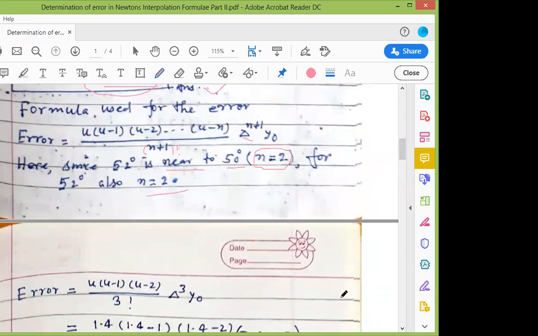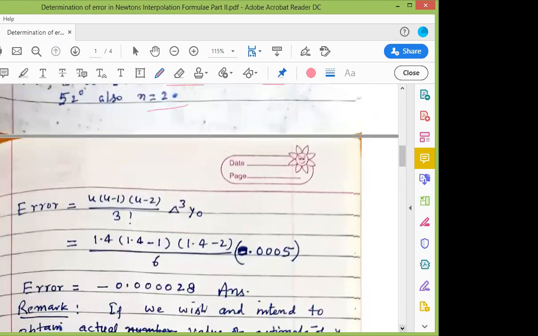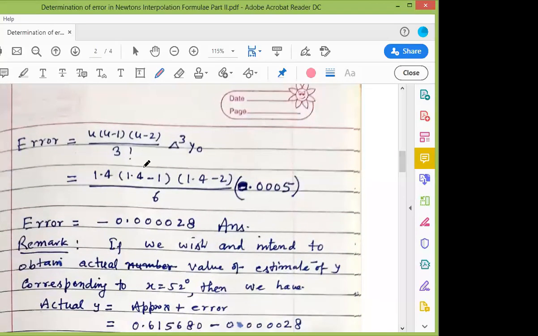If N is equal to 2, apply the formula. Apply the formula u minus 1, u minus 2, because N is equal to 2. So we stop here. This is N plus 1 factorial. So N is 2, plus 1, 3 factorial. And this is the N plus 1th difference.